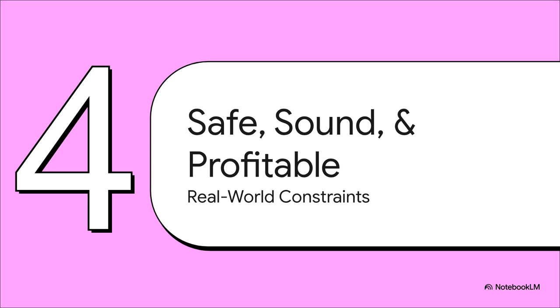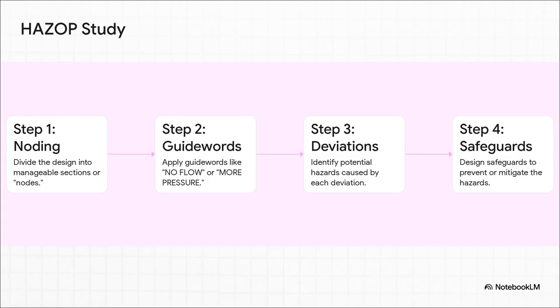Okay, so you can build the plant, but will it run safely, and will it make any money? This brings us to the final, and you could argue the most critical layers of the design, safety and economics. To make sure a plant is safe, engineers do something called a HAZOP study. It's basically a highly structured way of playing the what-if game. They break the whole plant design down, piece by piece, and ask, what if the flow stops here? What if the pressure gets too high there? They imagine everything that could possibly go wrong and then design safeguards to make sure it doesn't.